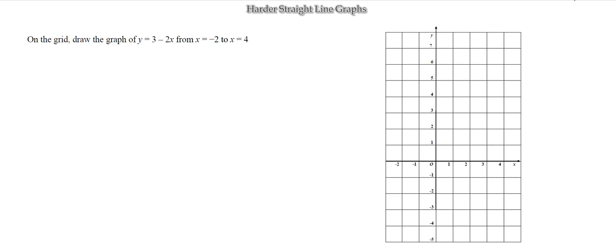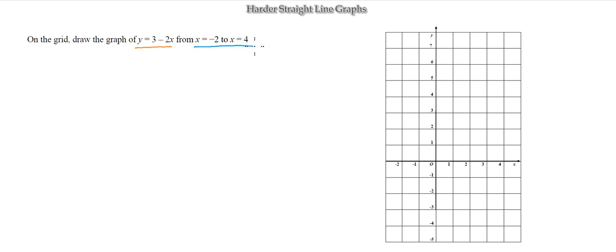So let's just get cracking into some harder straight line graphs. The question says, on the grid, draw the graph of y equals 3 minus 2x. So that becomes my equation of the line: y equals 3 minus 2x, from x equals minus 2 to x equals 4. Those are my x coordinates.